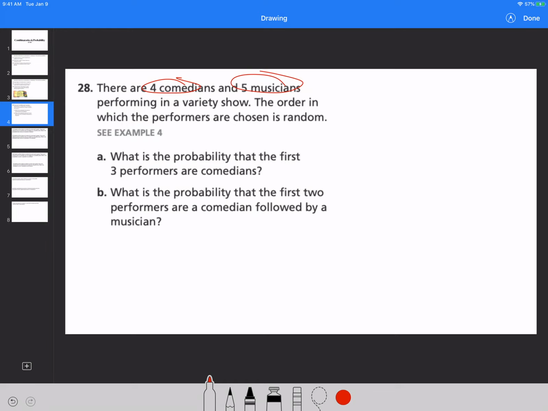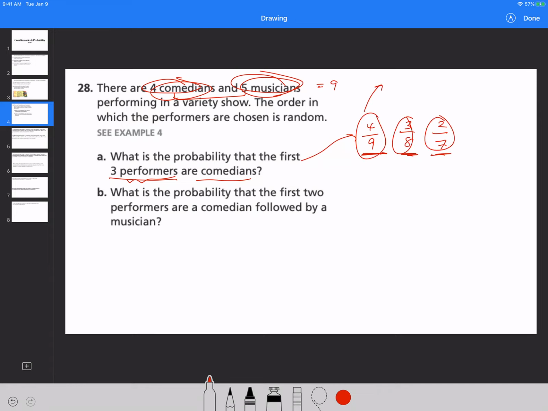If we're talking about finding 3 performers that are comedians, just the first way in which we can do so, we have 4 comedians out of 9, because it's 4 plus 5, which is 9 people in total, right? We're talking about 3 performers. So it's 4 out of 9 for the first person, 3 out of 8 for the second person, and 2 out of 7 for the third person, because you're choosing one out and the person is not replaced. When you multiply these together, you get 24 over 504. This is the probability of one specific way in which this could be arranged.